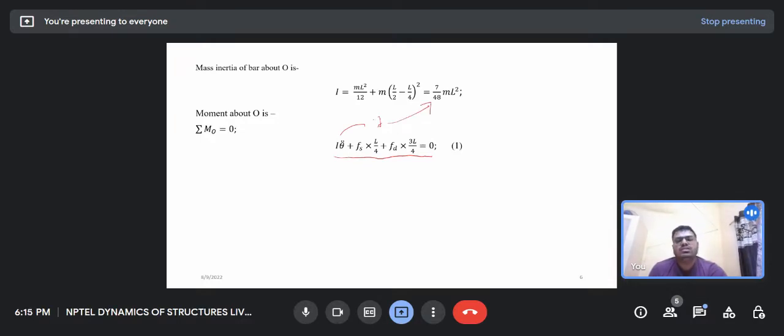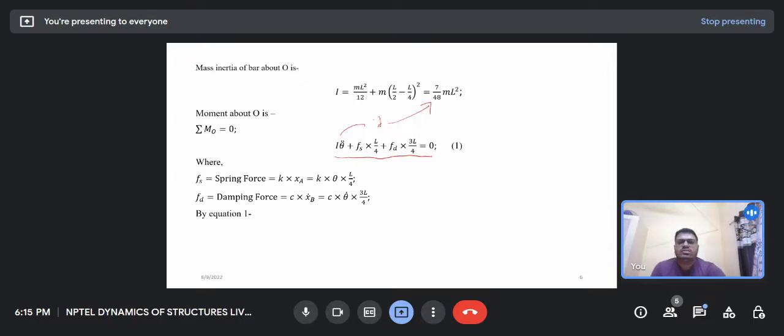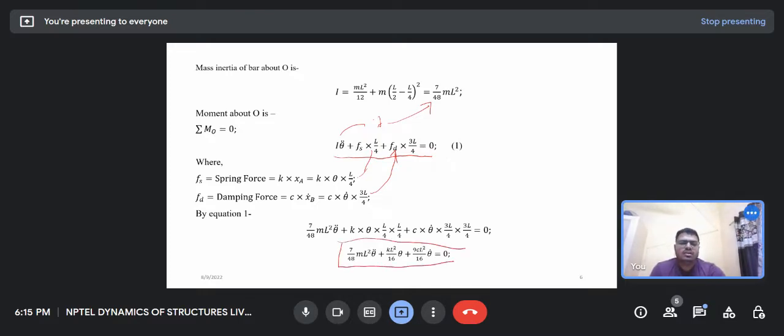Now with the help of this equation, can you calculate the natural frequency? Let me rearrange the equation so that it would be helpful. What is my spring force? Spring force will be k into the displacement in the spring, which we have calculated as theta into L by 4, and the damping force Fd is c into theta dot into 3L by 4. If you put these into the equation, then you will get the equation. Now from this equation, can you tell me the natural frequency of the system?